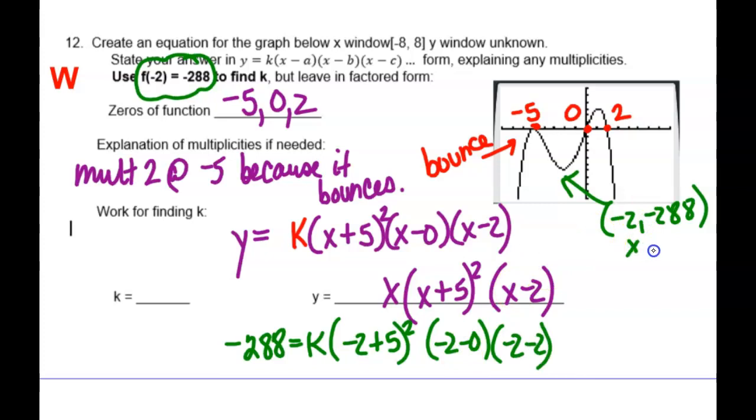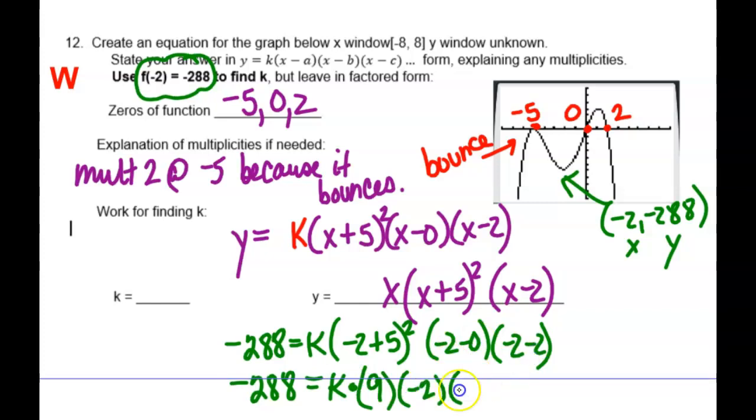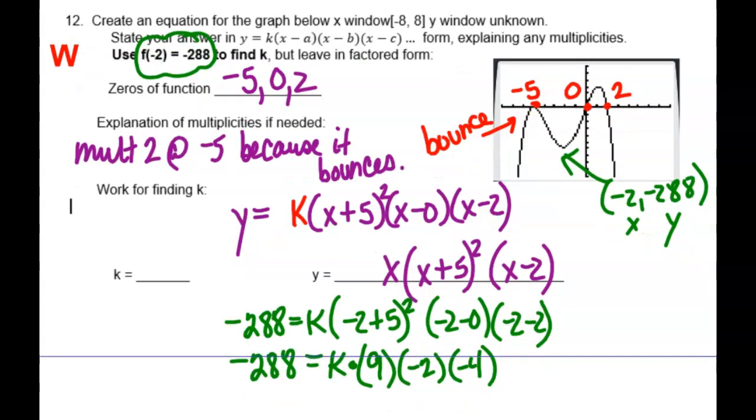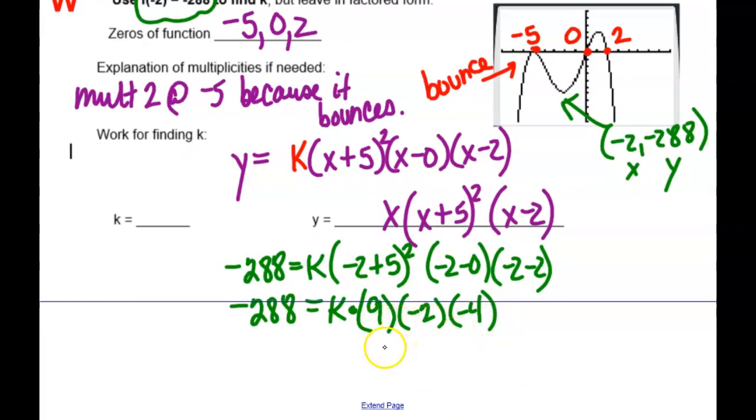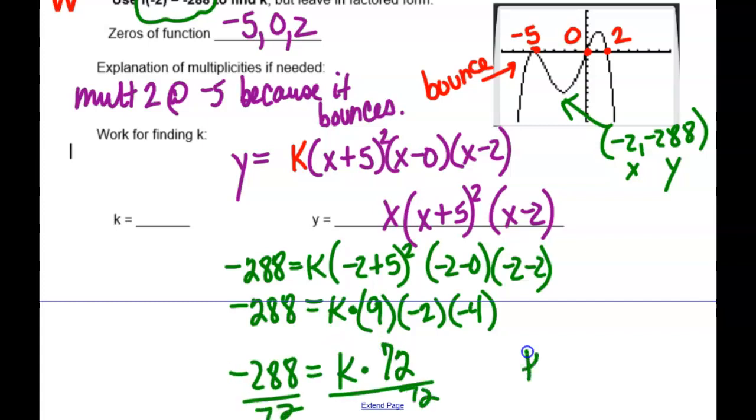Okay, x is -2, y is -288. This is -288 equals k times... This would be 3 squared, which would be 9. This is -2 minus 0, which is -2. This is -2 minus 2, which is -4. If I multiply those all together, I get 72. And then if I divide, I get k is -4. So the final answer is just to put that back in.